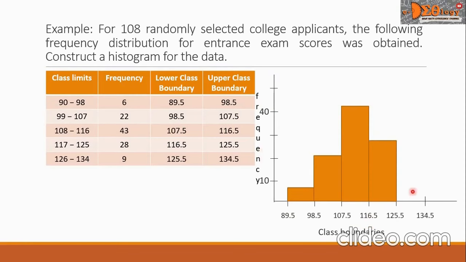For our last class interval, whose class boundaries are 125.5 and 134.5, the rectangle is given here with a height that is equal to 9 in our frequency. So this is our histogram now, and this is our final answer.